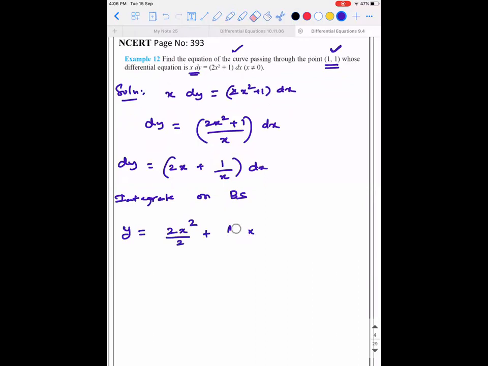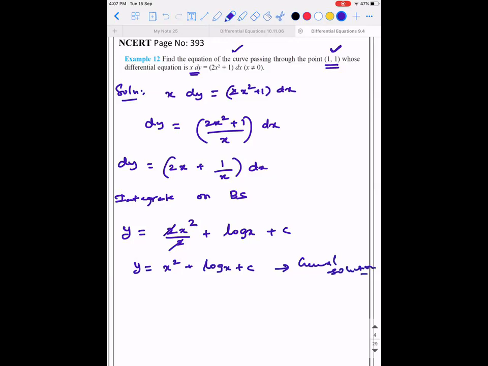Okay. We write it as log x only. So it is log x, plus, don't forget the constant c. So y is equal to 2x square by 2. This and this will get cancelled. So y is equal to x square plus log x plus c will be the general solution.